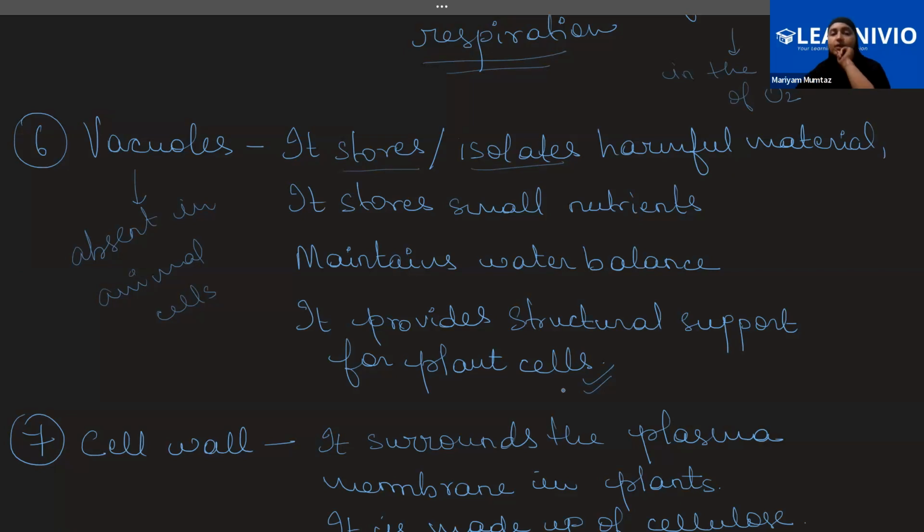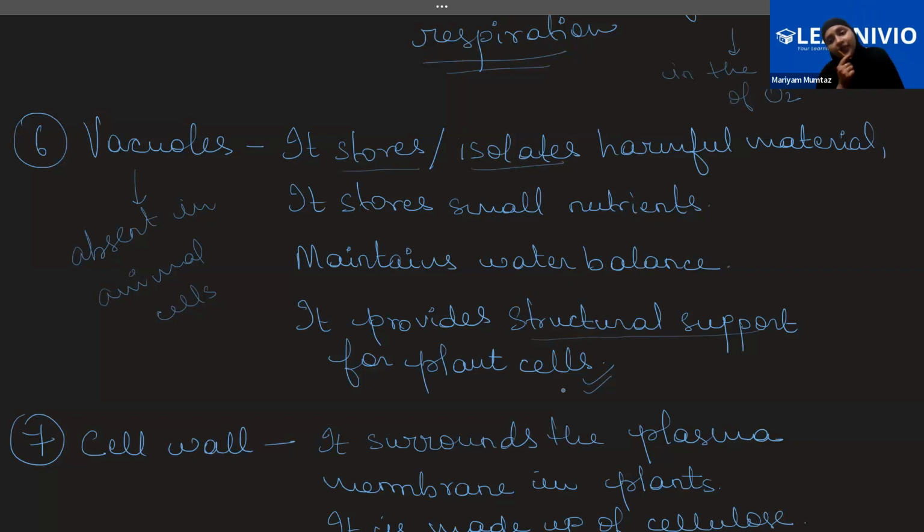So I was talking about the vacuoles. The function of vacuole is storage of small nutrients. It maintains the water balance, and it provides structural support to the plant cells. But the vacuoles are absent in animal cells. Clear?